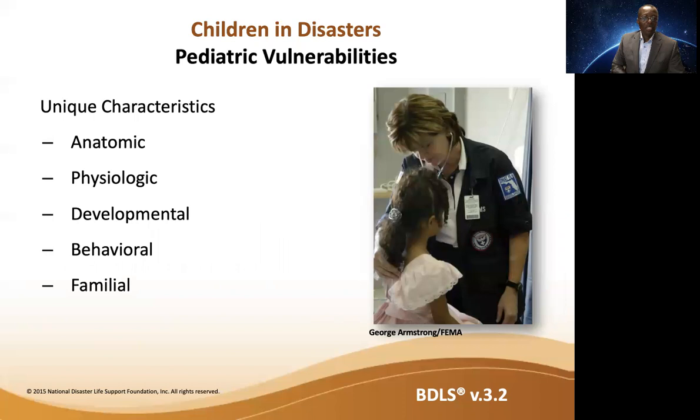Pediatric patients have unique anatomic, physiologic, developmental, behavioral, and familial vulnerabilities that make them prone to effects of disasters. Examples of these are below. Children are more vulnerable to toxic exposures, especially with exposure to agents heavier than air, such as sarin or chlorine. Agents accumulate close to the ground where children live.